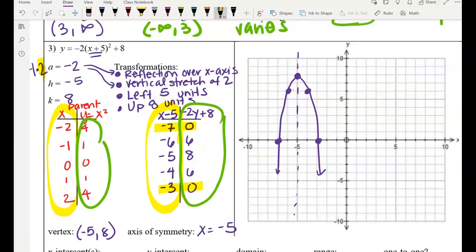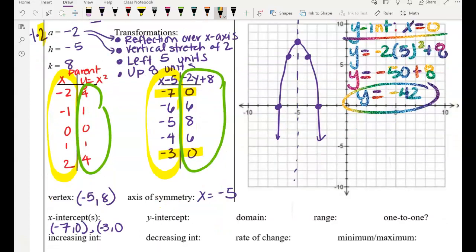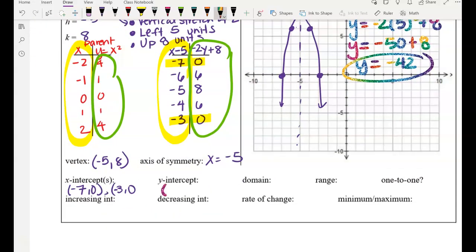Y-intercept, we do have to find that manually because it looks like we can't see it. So y-intercept is when x equals 0, okay? So y equals -2 times 0 plus 5 is 5, so that's 5 squared, plus 8. So 5 squared is 25. 25 times -2 is -50. -50 plus 8, so y is going to come out to -42. That's why it's not on the graph, students, because it's all the way very low, which I don't have -42 boxes.